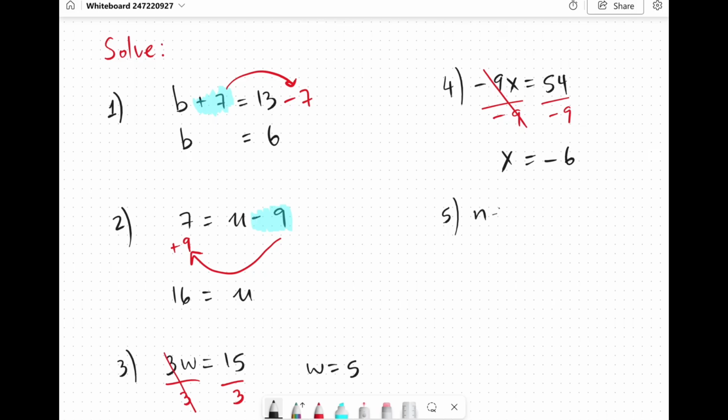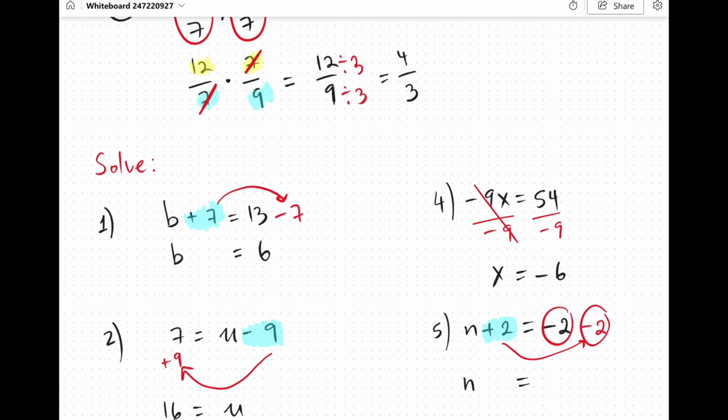Here's number 5. n plus 2 equals negative 2. To get the n by itself, you need to remove the 2 that is added to the n. You remove it through subtracting, because that's the opposite of addition. Now you get n equals, and here you have to combine the negative 2 that was already there and another negative 2 that you moved.